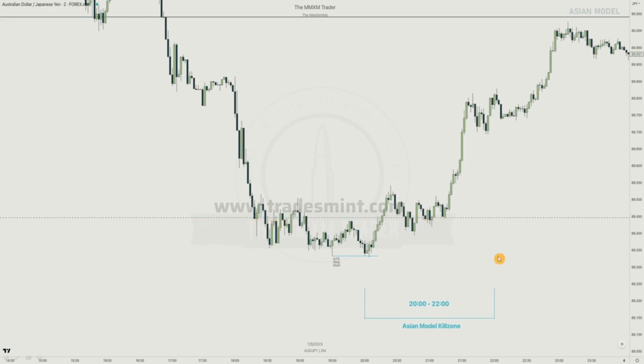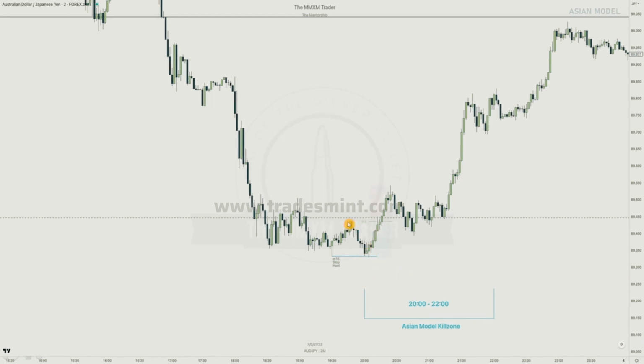That dotted line over here, and then we wait in our kill zone time, we wait for that 15-minute stop hunt, which happens over here, right? So from this point on out, now we know our first criteria has been met, which is that 15-minute stop hunt, and now we draw out our premium and discount levels, right?